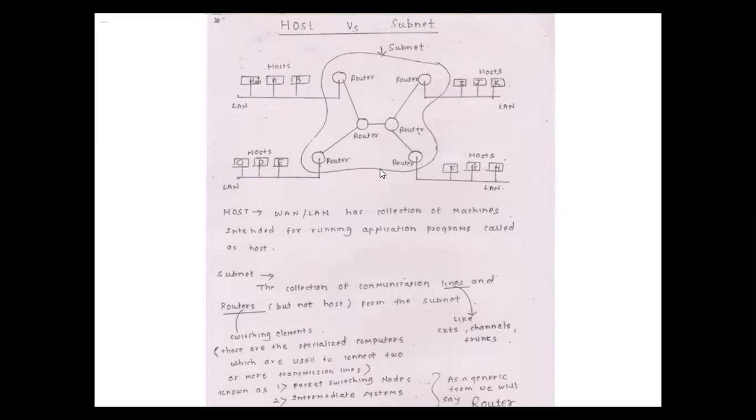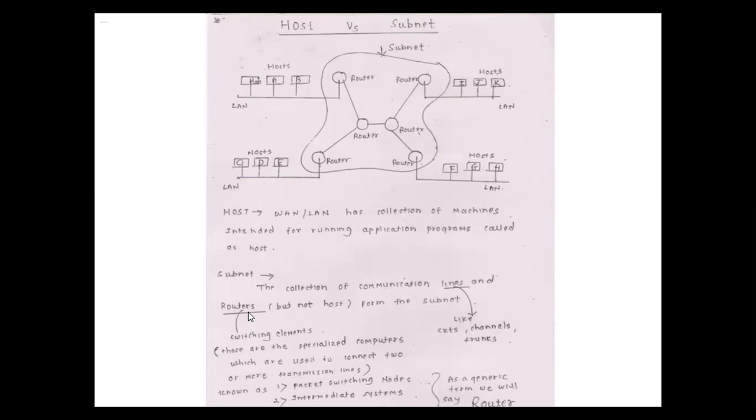Whereas as far as a subnet is concerned, a subnet is nothing but an interconnection of different routers. So this is what is defined over here: the collection of communication lines. These are the communication lines, and these are the routers, but not hosts. So a subnet will not have a component called a host. Thus, the collection of communication lines and routers, but not the hosts, form the subnet. These lines are also known as circuits, channels, or trunks.